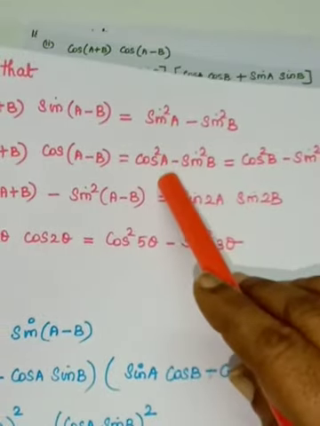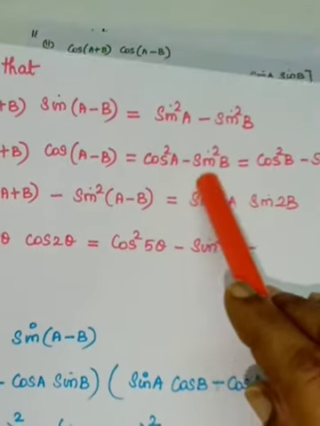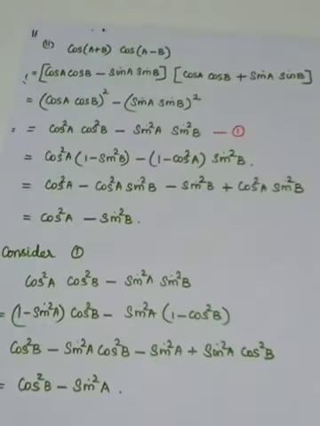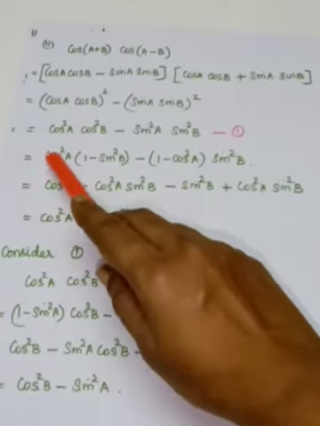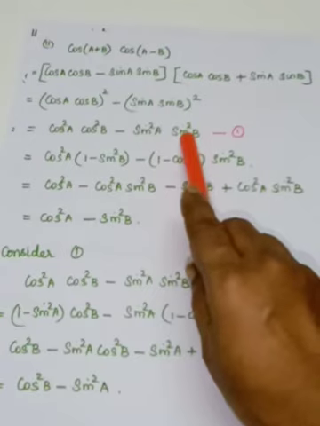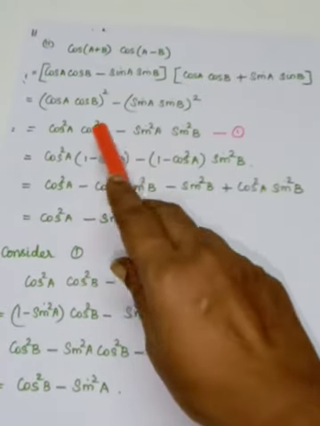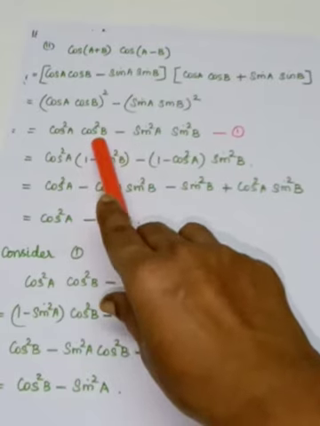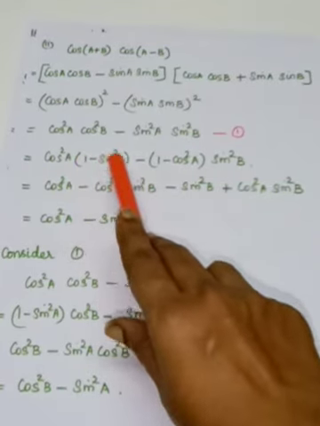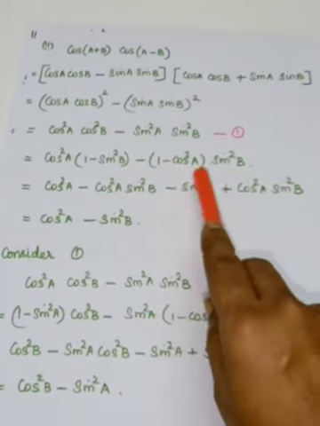So A angle cosine function, B angle sin function. So which one has to remain? Cos squared A, you should not change it. In the same way, sin squared B should not be changed. So these two terms have to be changed. So cos squared B, how will it be written using the identity? It is 1 minus sin squared B. And sin squared A can be written as 1 minus cos squared A.